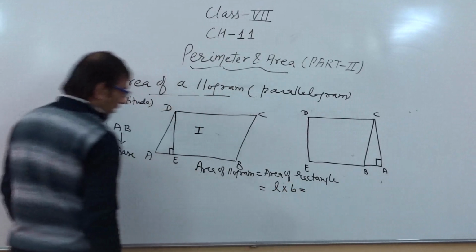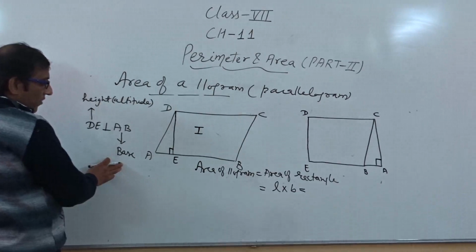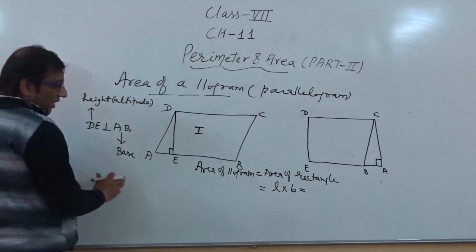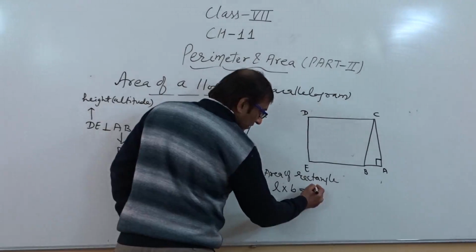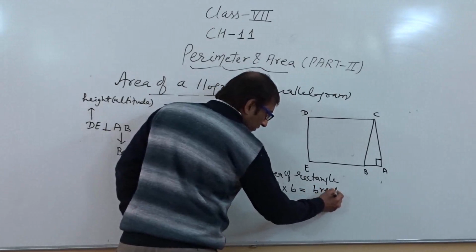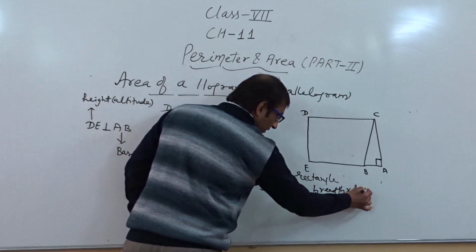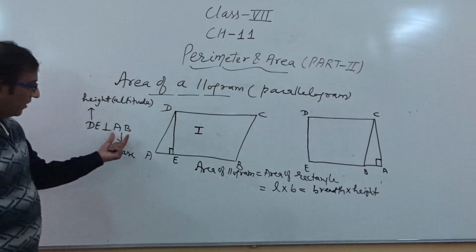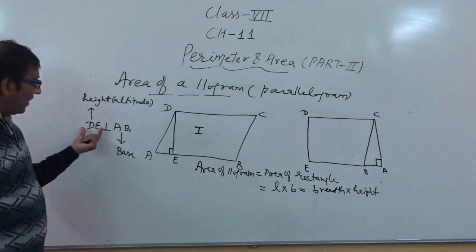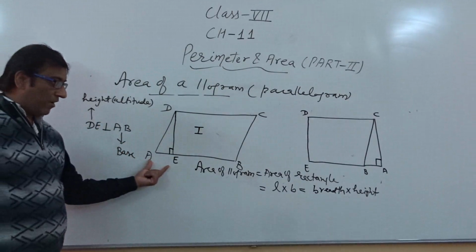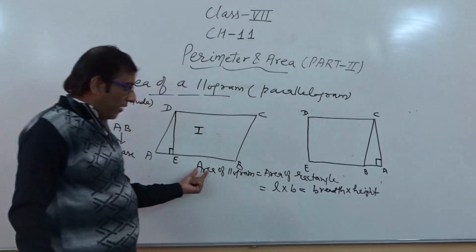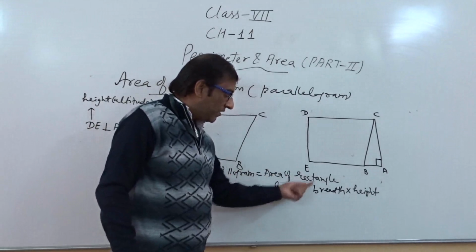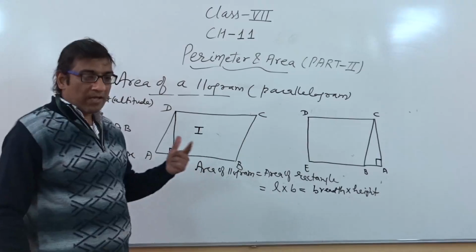So in that case, we can say area of parallelogram is equivalent to area of rectangle, that is length into breadth. So this time it can be written as base into height. This is the formula of area of parallelogram. So here base is AB and height is DE in this parallelogram. So length into breadth will be represented by base into height in area of parallelogram.